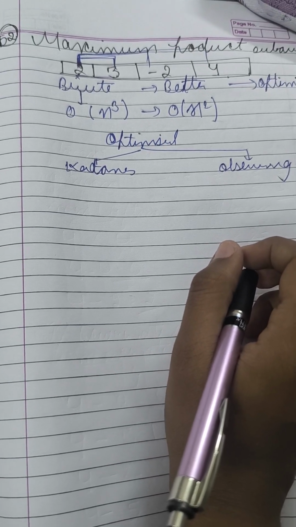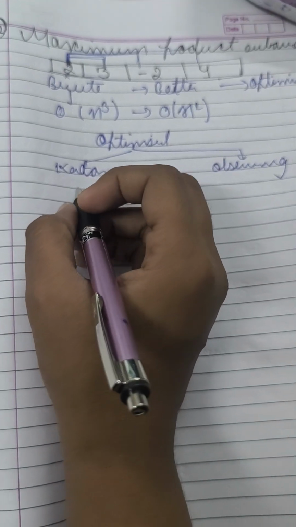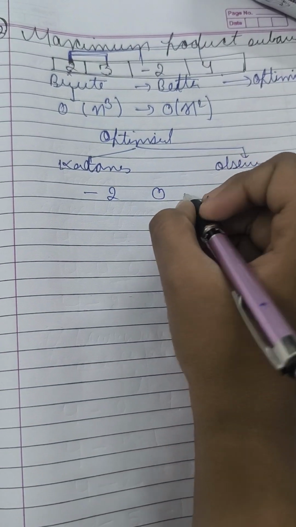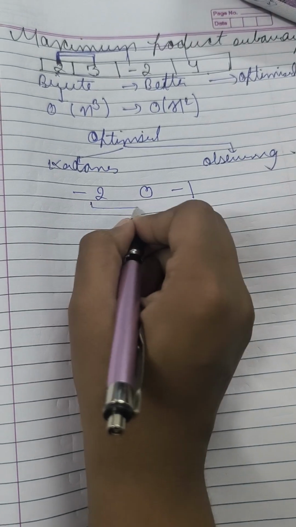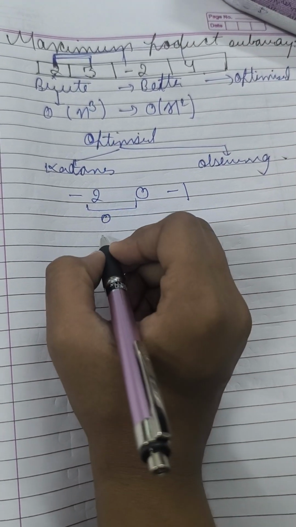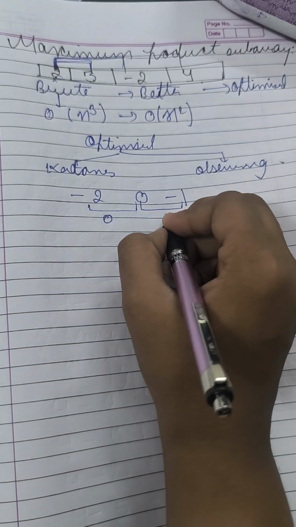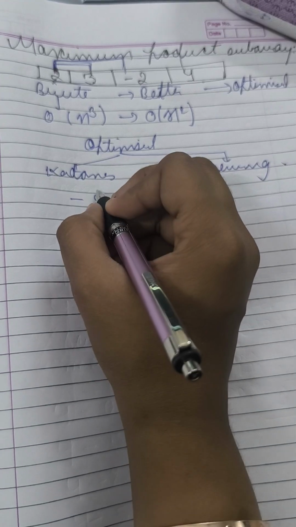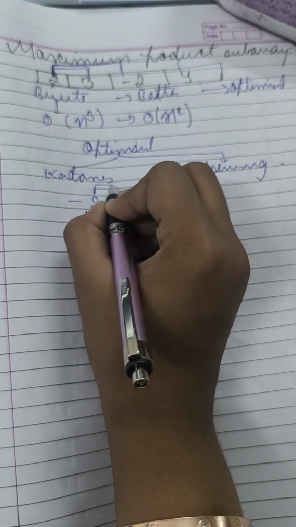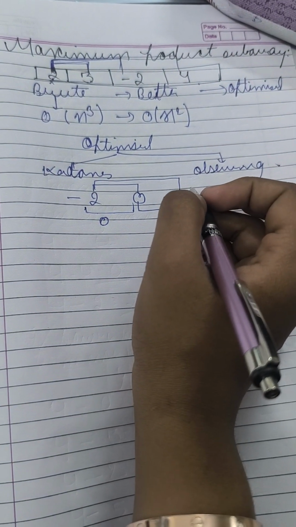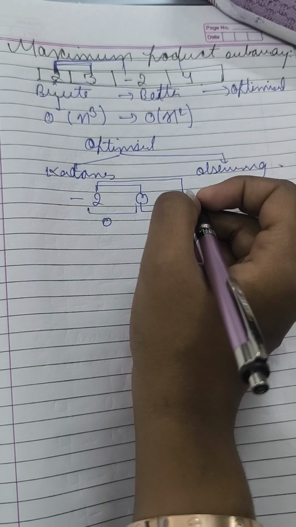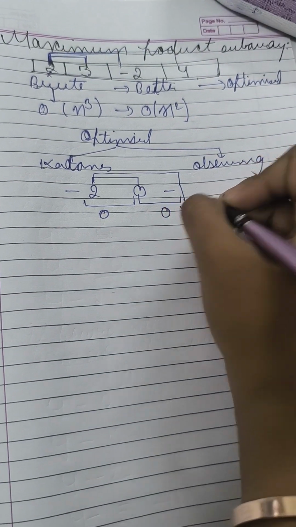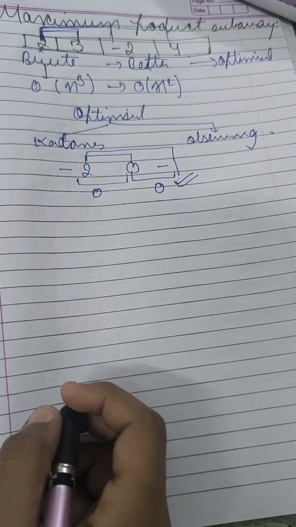But what if the case becomes like this: minus 2, 0 and minus 1. Minus 2 multiplied by 0 is going to give you 0. 0 multiplied by minus 1 is again going to give you 0. But if you had done it like this in the brute force way, then the answer would not have remained the same. Then your maximum product would have been something else.